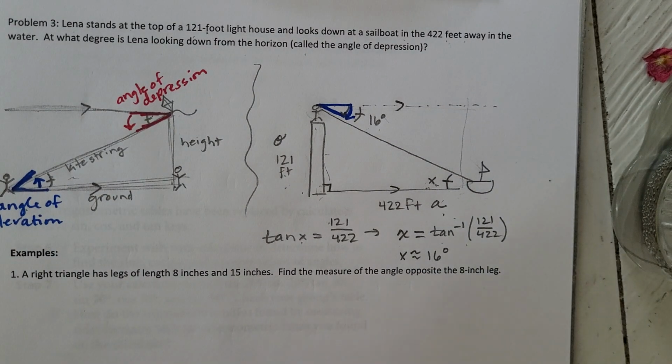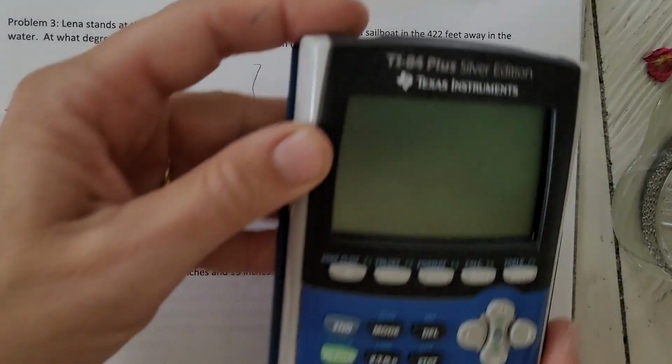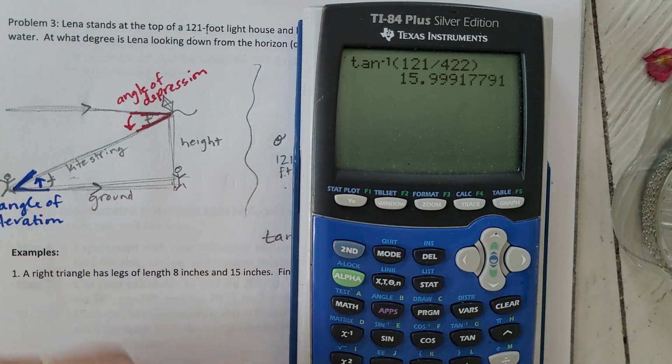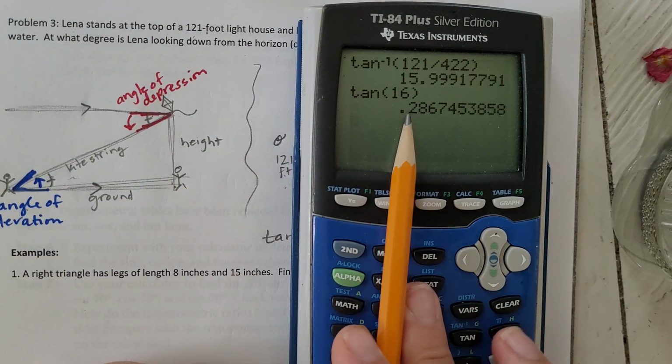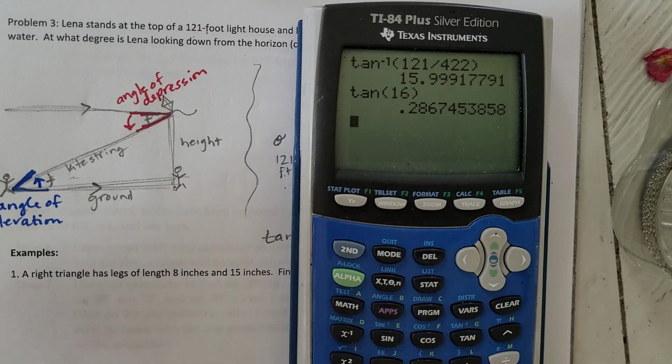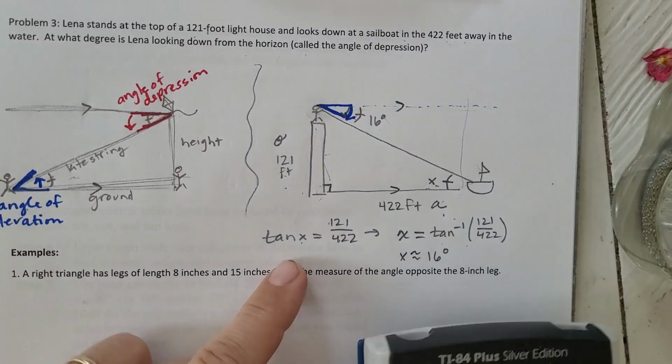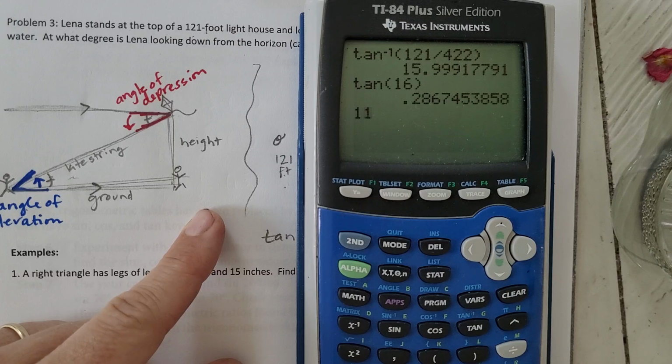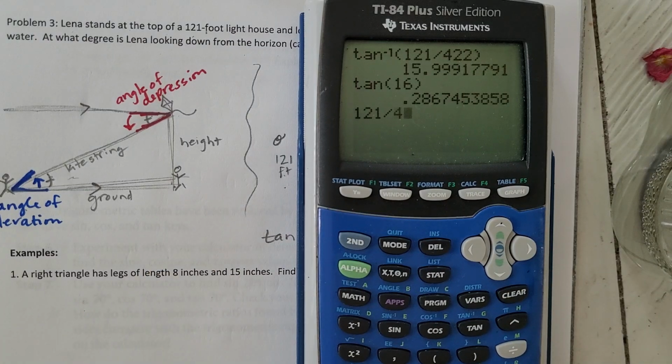Again, to check this answer, I could take the tangent of 16 and I get approximately 0.2867. And if I punch in 121 divided by 422, I should get this same ratio.